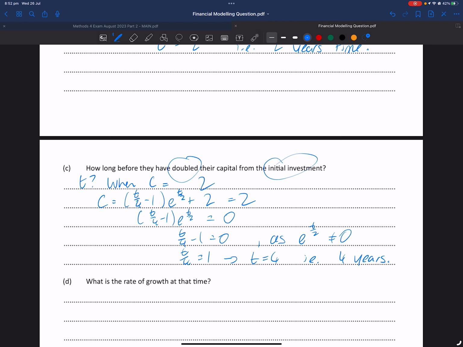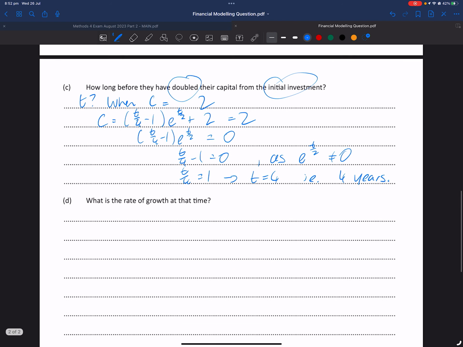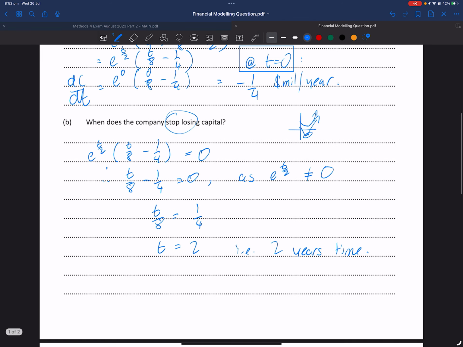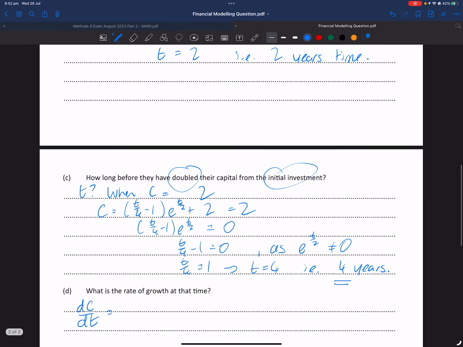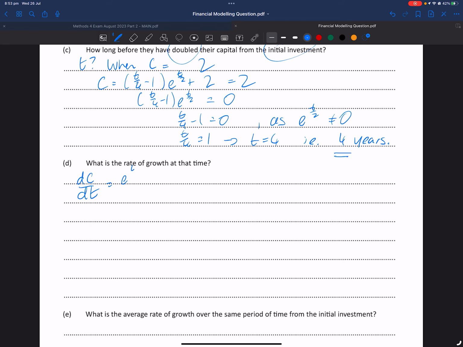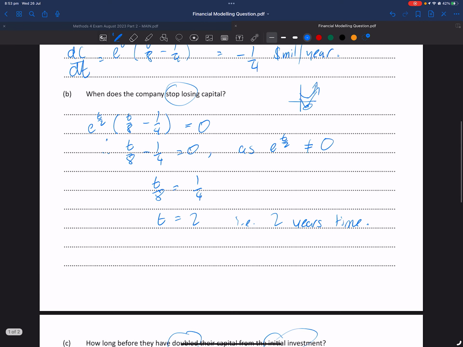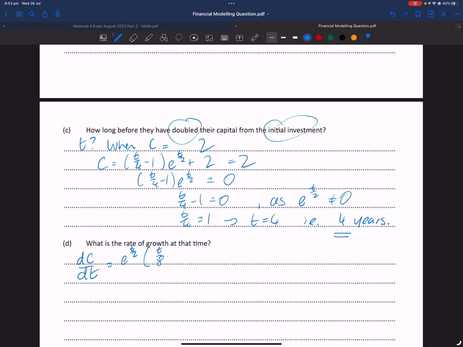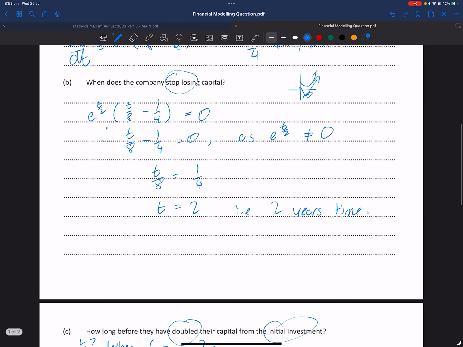What is the rate of growth at that time? Well, good news. We've just worked out t. We have a formula for the rate of growth, the gradient formula. We just need to substitute 4 for t. So dc by dt is equal to, there it is there, e to the power of t over 2, now, I'd personally just go straight into putting in my value of 4 here. But because it's on a separate page, I'm just going to put it down again so it's easy enough to see. T over 8 minus 1/4. Is that what it was? Yep.